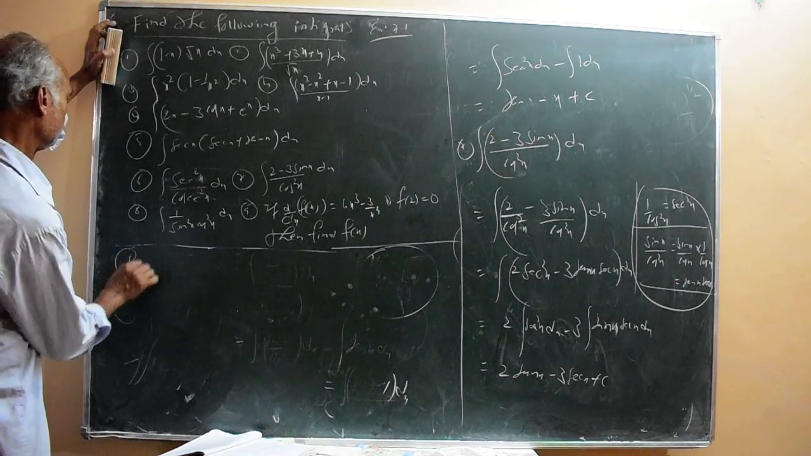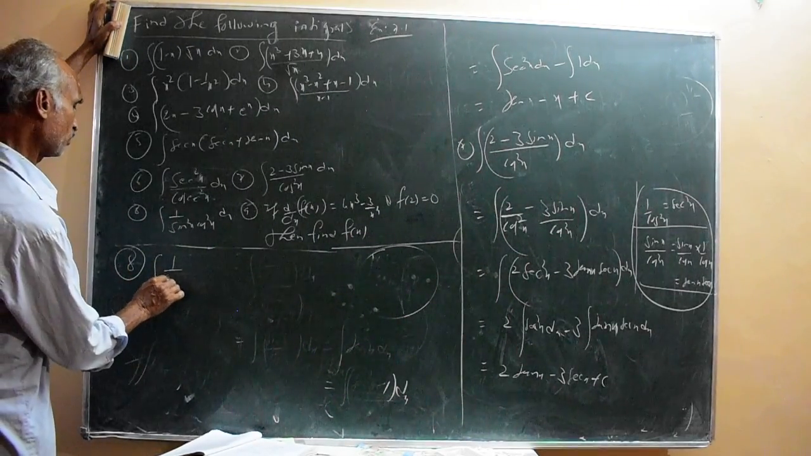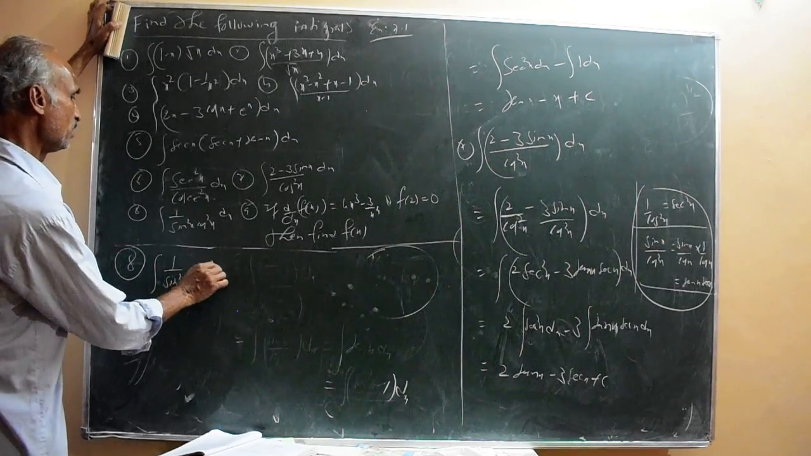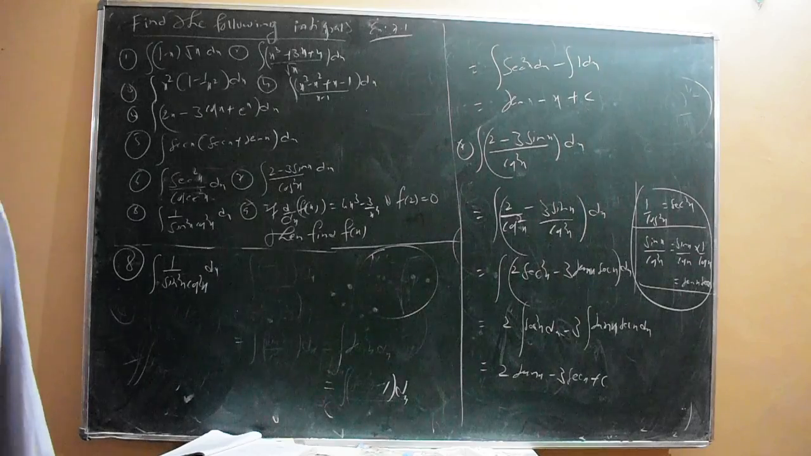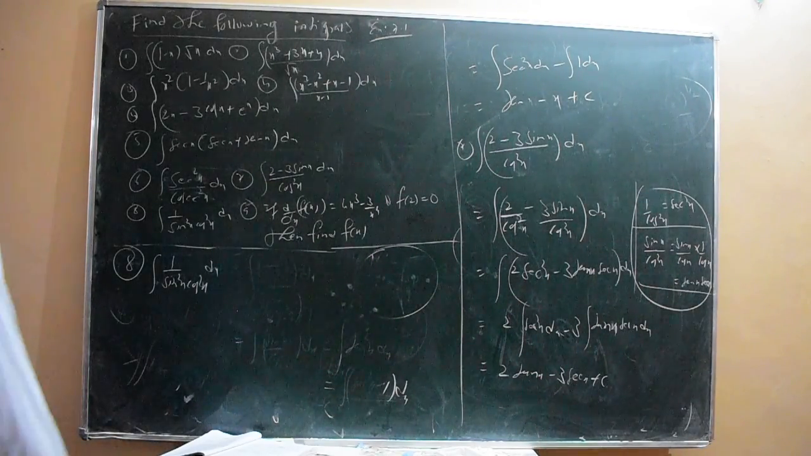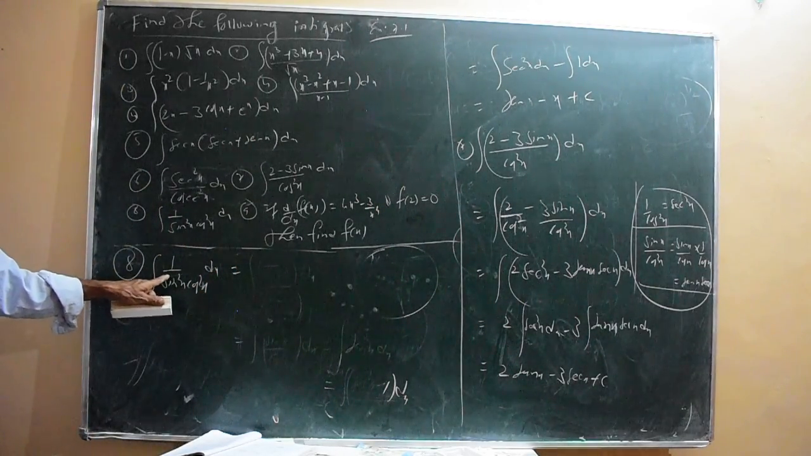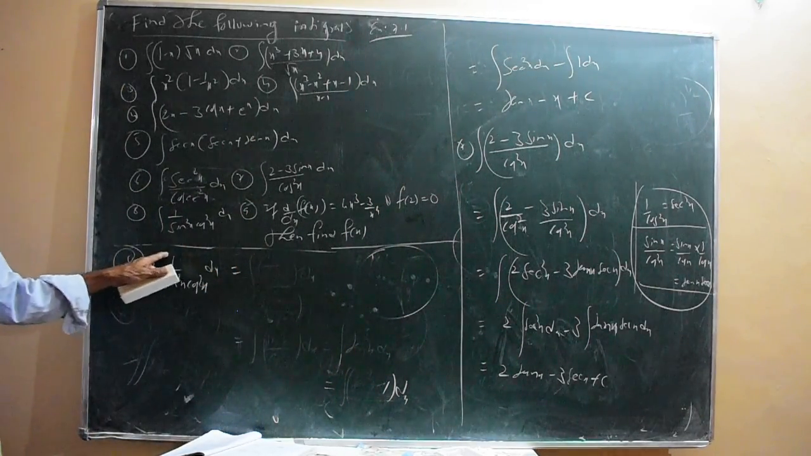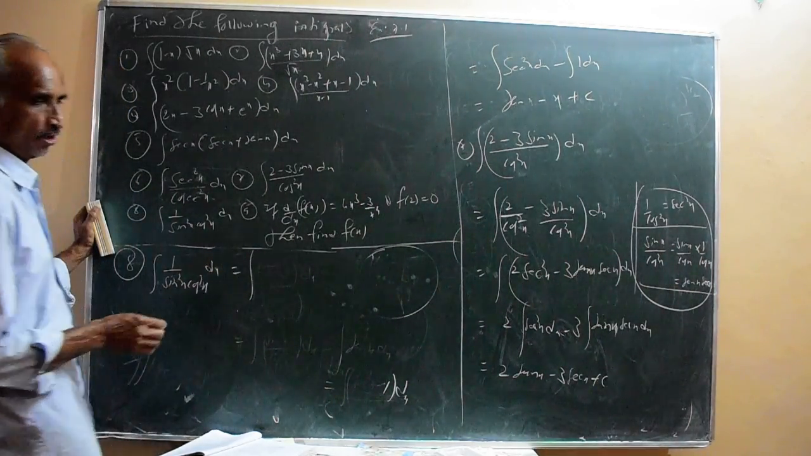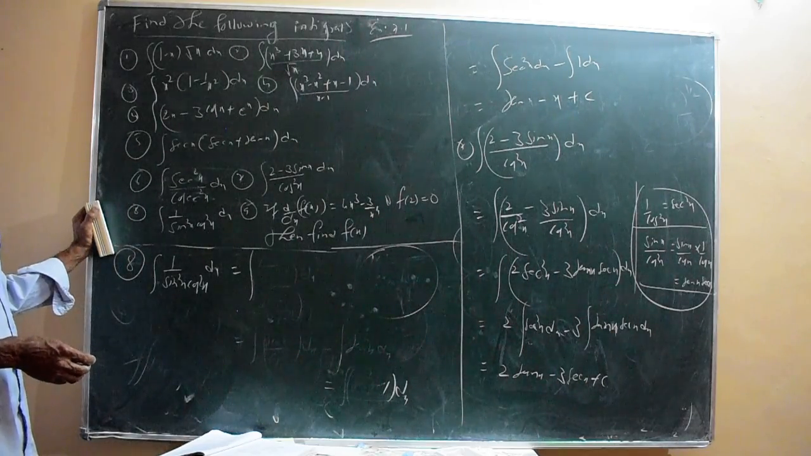Eighth one. Integration of 1 by sin square x cos square x. This is the one in the example. So many times in CET also it is asked. Then how to manipulate the integrand? In the formula chart, for this function as it is there is no formula. So I will take this as a manipulation of the integrand, to convert it into a form where I can apply the integration formula.